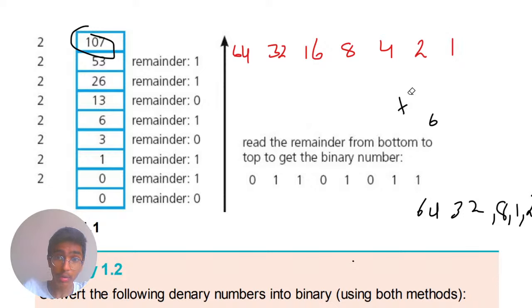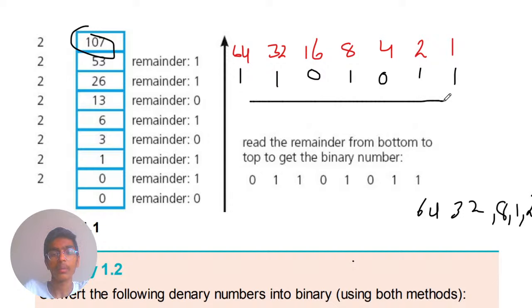So whatever numbers I've picked, I'm going to put a 1 below it, because remember, we only add the ones with 1. So I've picked 64, so that'll be 1. I've picked 32, that'll be 1. I've not picked 16, so it'll be 0. I've picked 8, that'll be 1. 4, 0. This will be the binary number.